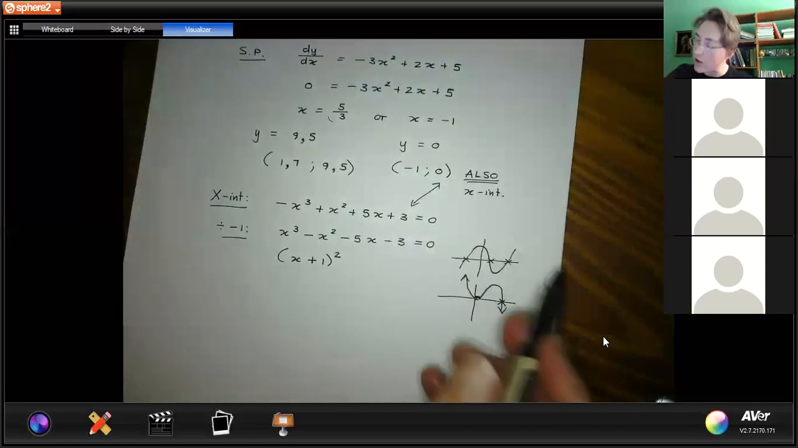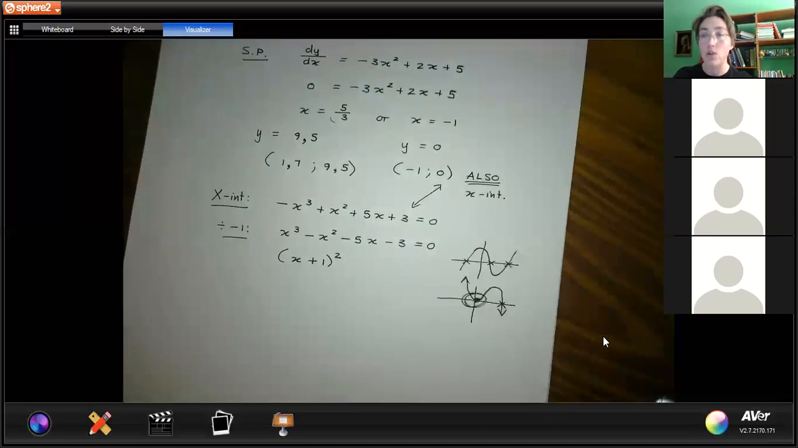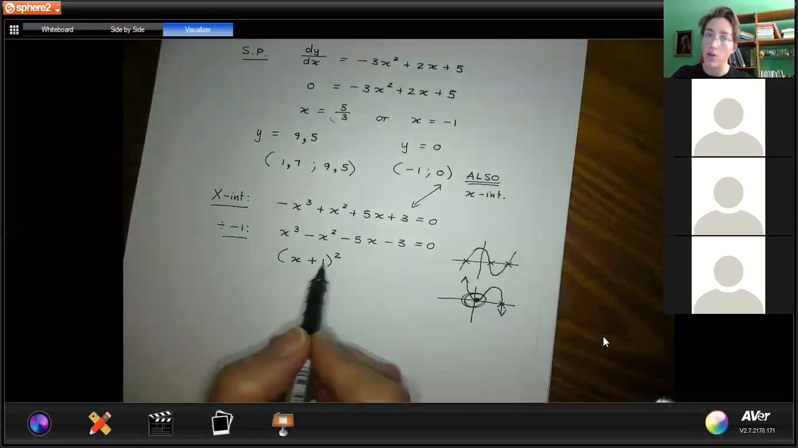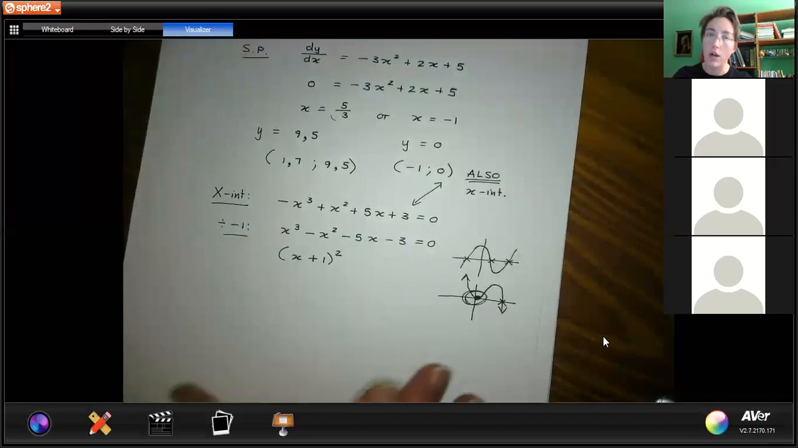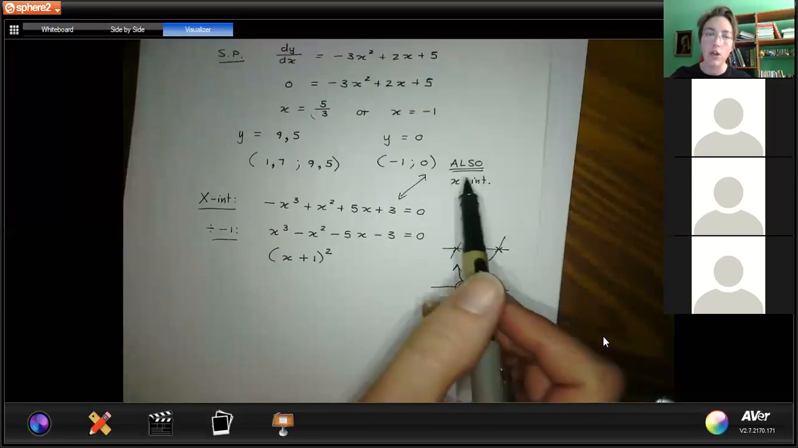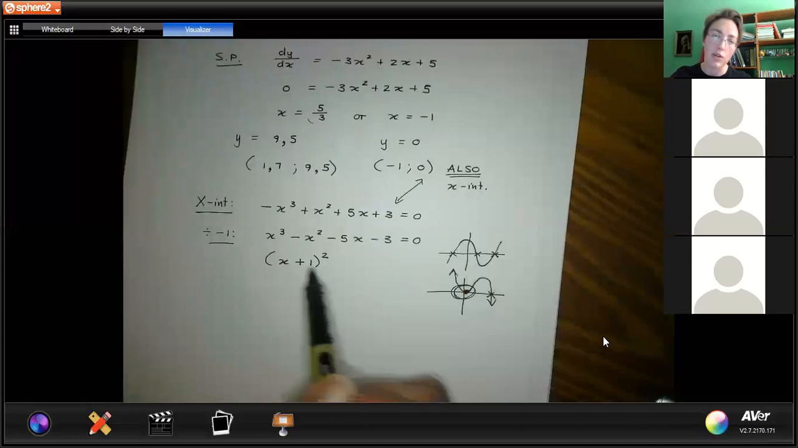And because it bounces on the graph, this x-intercept counts twice. And because it counts twice, you use the bracket squared. That is a very, very important conclusion, and it actually helps you a great deal over here. Because you know this is an x-intercept and a stationary point, you know it's one of the answers, and you can actually use it twice. Are there any questions on this? No, I get it. Okay.